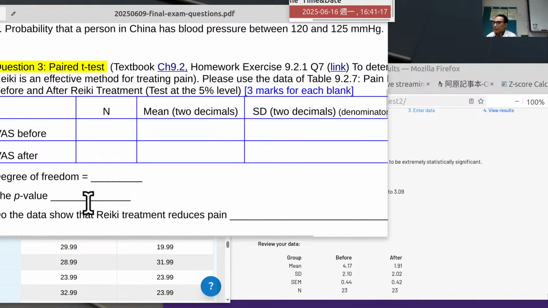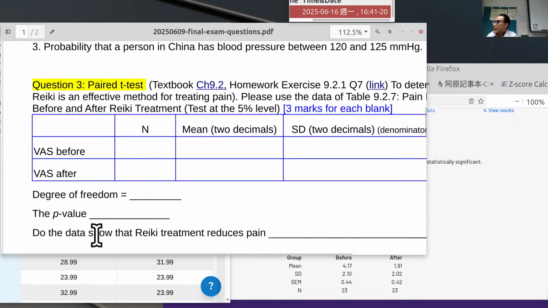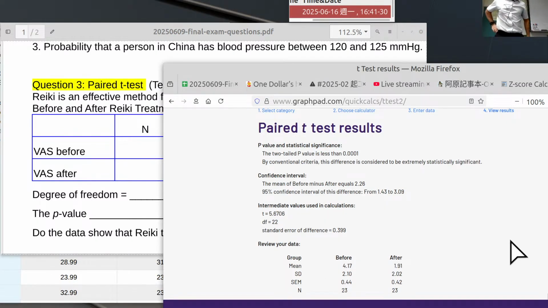Okay. Do the data show the Reiki treatment reduces the pain? Yes. The answer is yes. Okay. Any question about this? Okay. One minute later, we'll move to the next question.